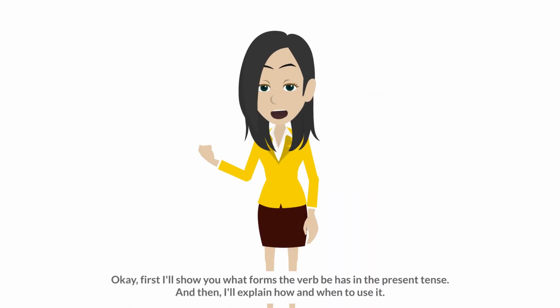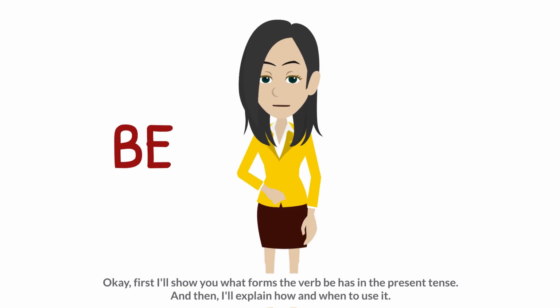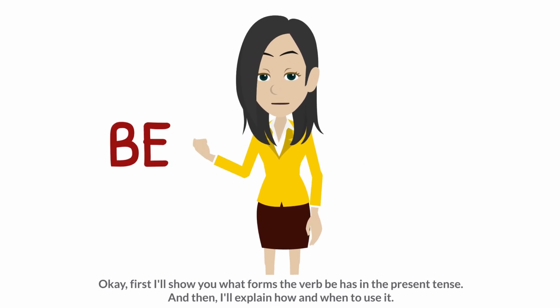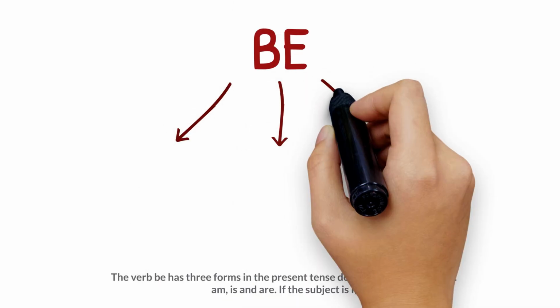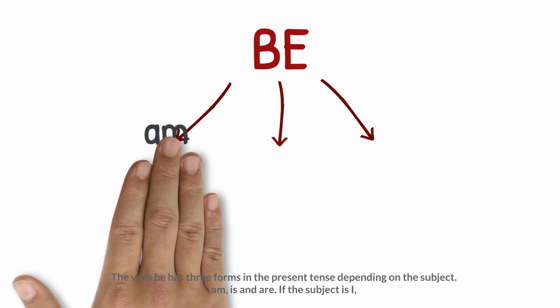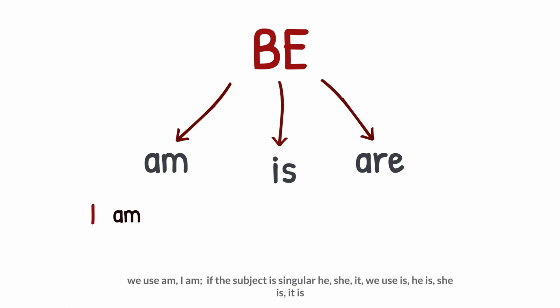Okay, first I'll show you what forms the verb be has in the present tense, and then I'll explain how and when to use it. The verb be has 3 forms in the present tense depending on the subject: am, is, and are. If the subject is I, we use am.